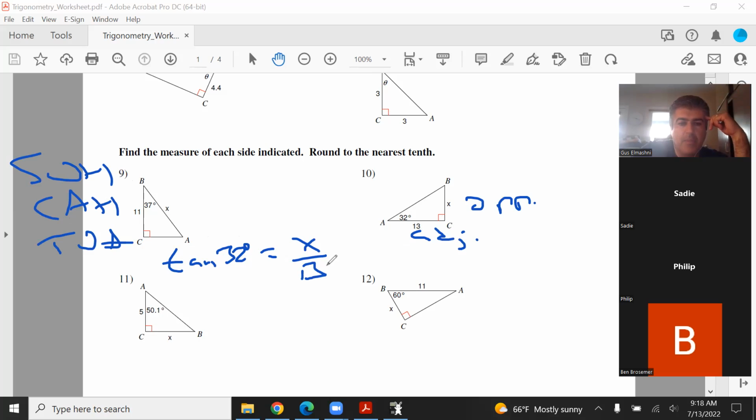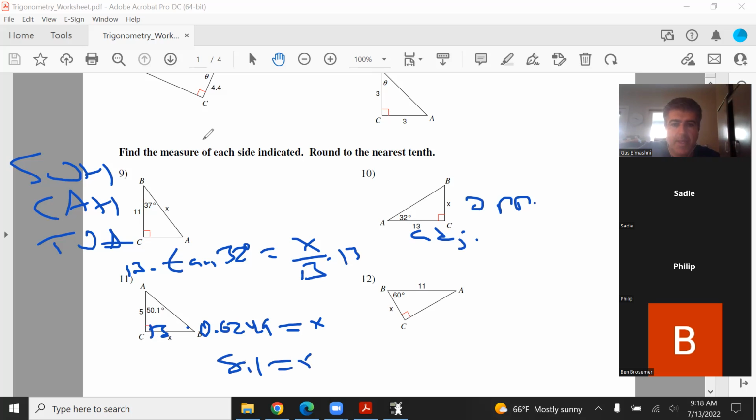And then you multiply both sides by 13 to isolate x. And tangent 32 degrees, use your calculator. Tangent 32 is 0.6249, I get 0.6249. Multiply it by 13, bingo, we get 8.1.